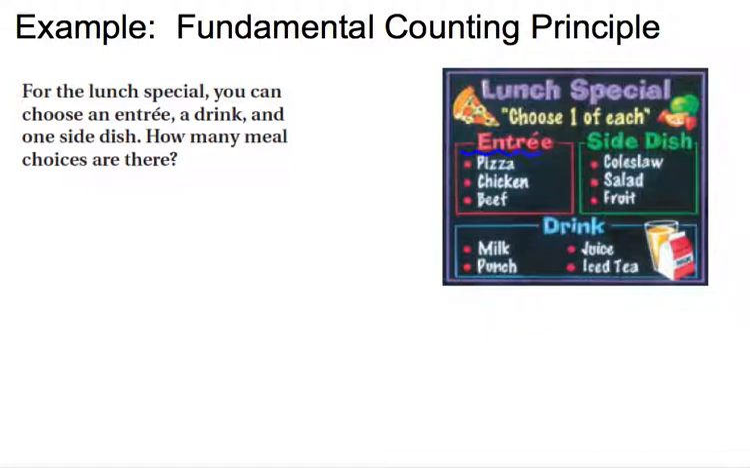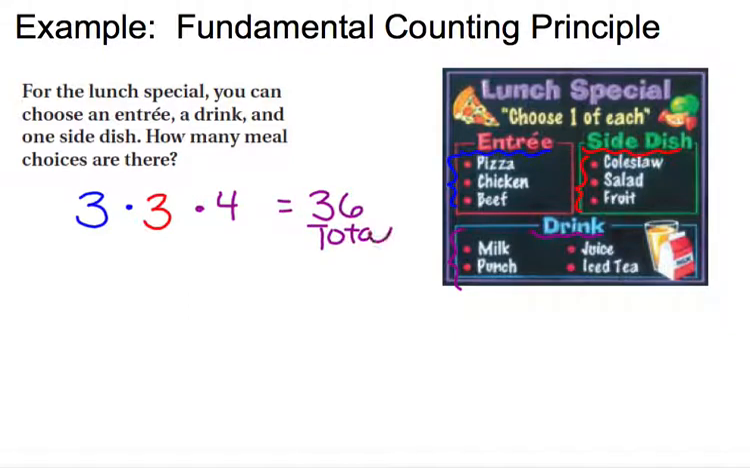So let's talk about the first element, the entree. How many choices do we have? We have three choices. I'm going to multiply. Start with the first thing, three. Then we go to the next group, our side dishes. We have three elements there, so we multiply that by three. And then our last one is our drinks. We have four choices in our drinks. So we multiply three times three times four. And we get 36 different ways to create different lunch choices.